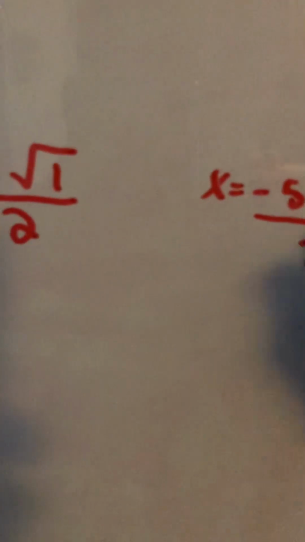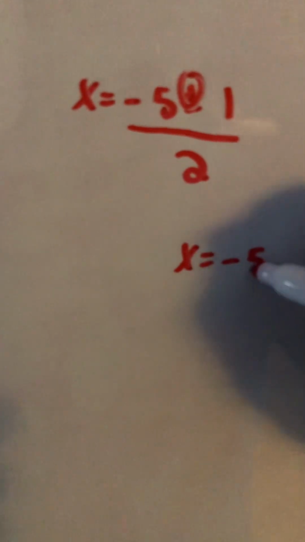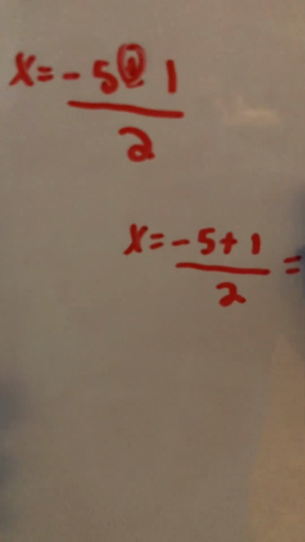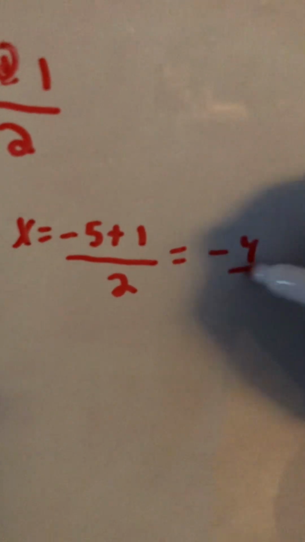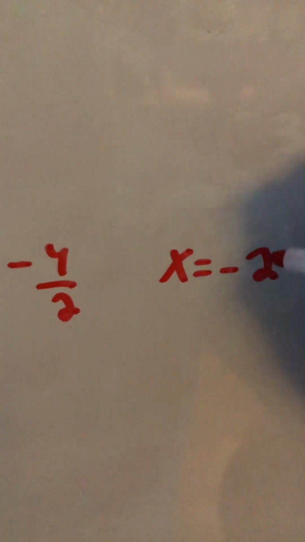So what I'm going to do is I'm going to choose the plus sign. So it's going to be x is equal to negative 5 plus 1 over 2. So negative 5 plus 1 is going to be negative 4 over 2. Therefore, one of the possible values of x is equal to negative 2.